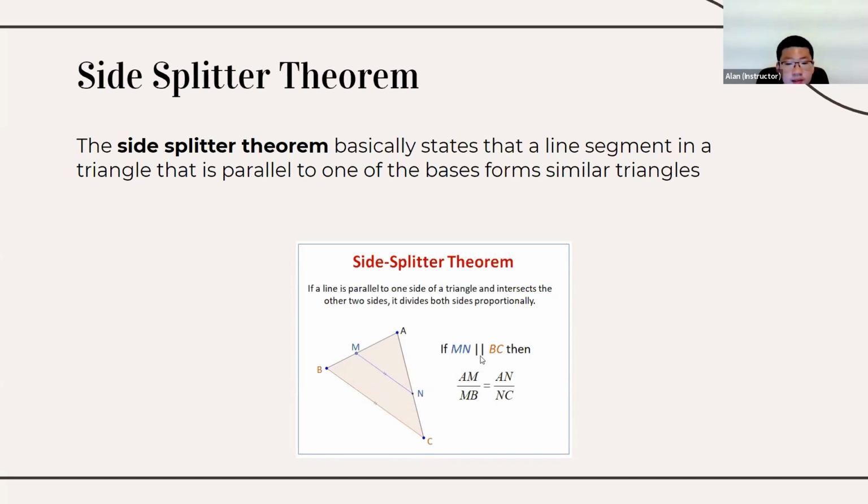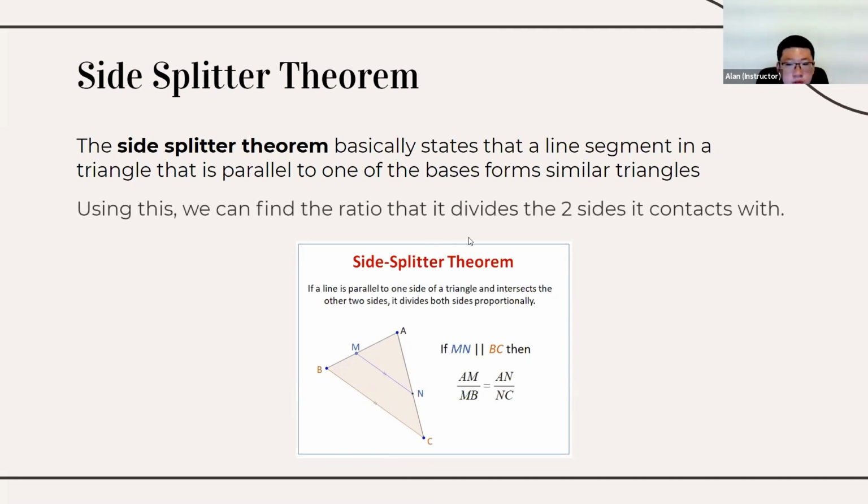And so it basically means that the ratios are going to be similar here. So AM divided by MB is going to be equal to AN divided by NC. Using this, we can find the ratio that this line parallel to the base divides these two other sides of the triangle into.